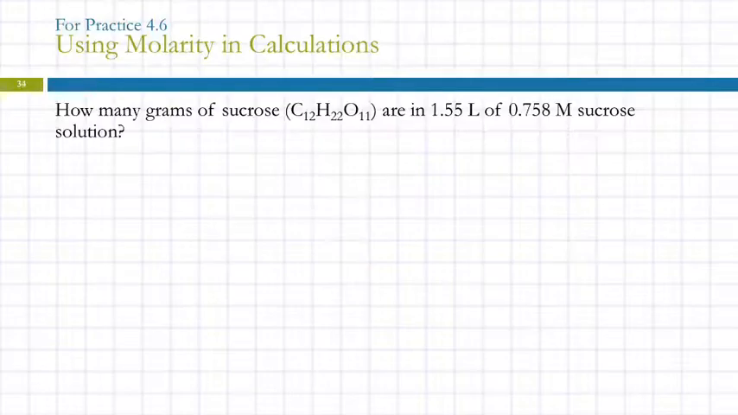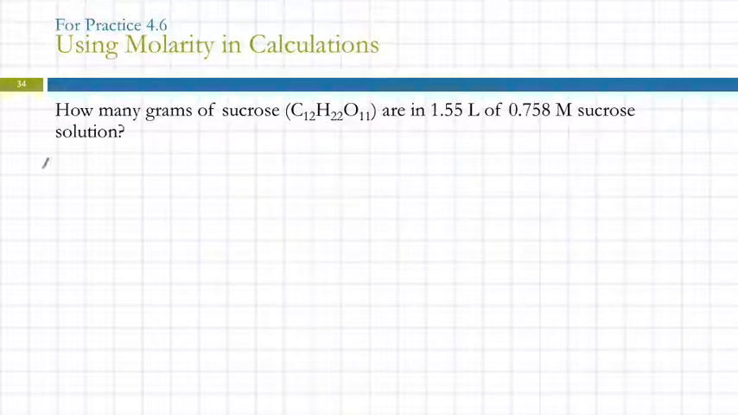So let's do an example here. How many grams of sucrose are in 1.55 liters of 0.758 molar sucrose solution? So solving problems, going for dimensional analysis is always a good first approach. Sometimes you have to use an equation, but a lot of times you don't. So let's pull the numbers out and write them down.